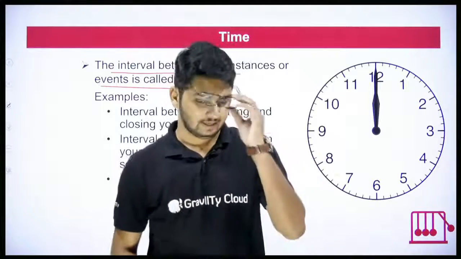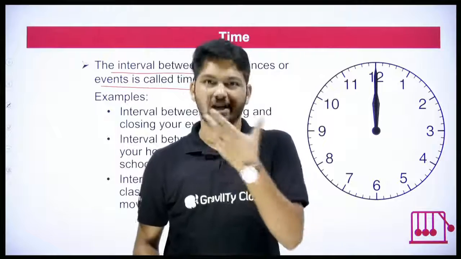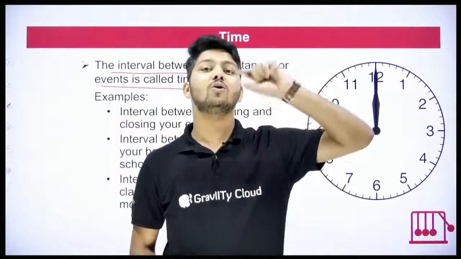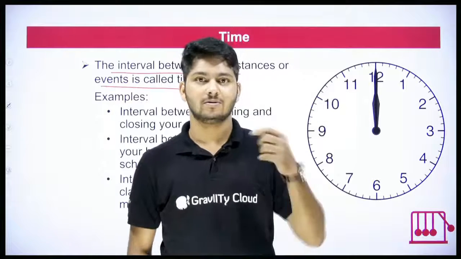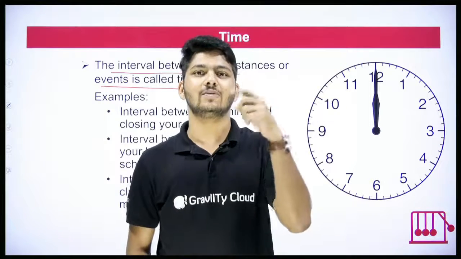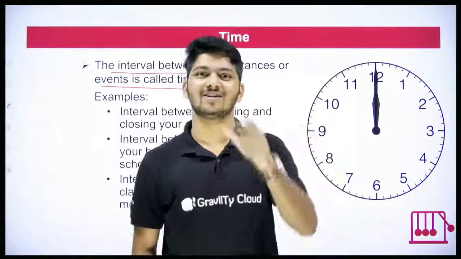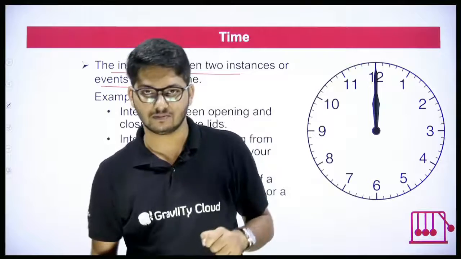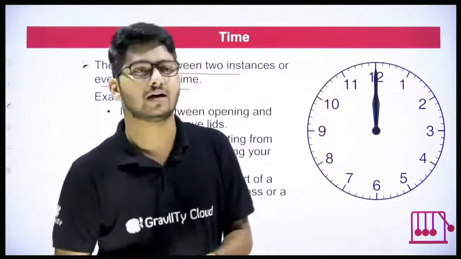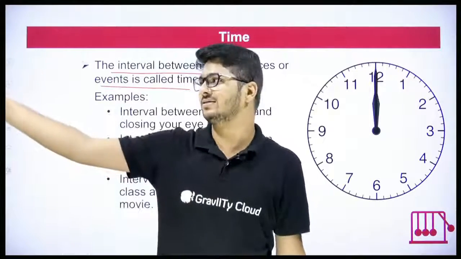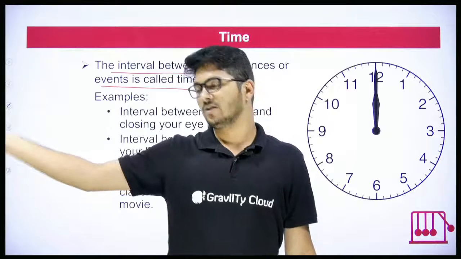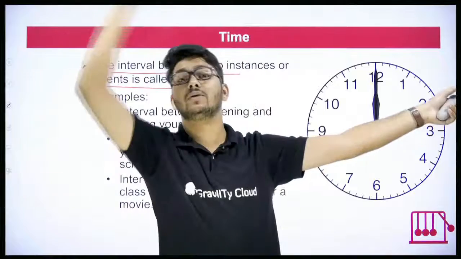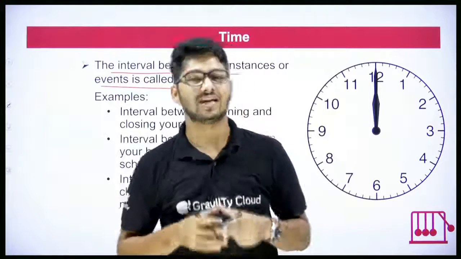For example, if you keep looking at my eyes, I might be blinking. Right? So how long does it take between two consecutive blinks? That is a time interval. That is time. And there are many such cases. If the sun rises once, from sunrise to sunset, what is the interval between them? That's also measured in terms of time.